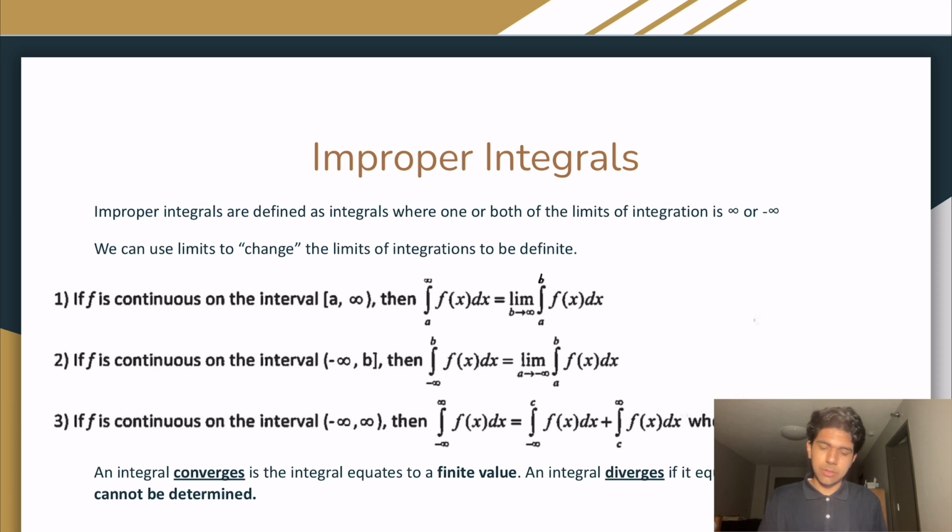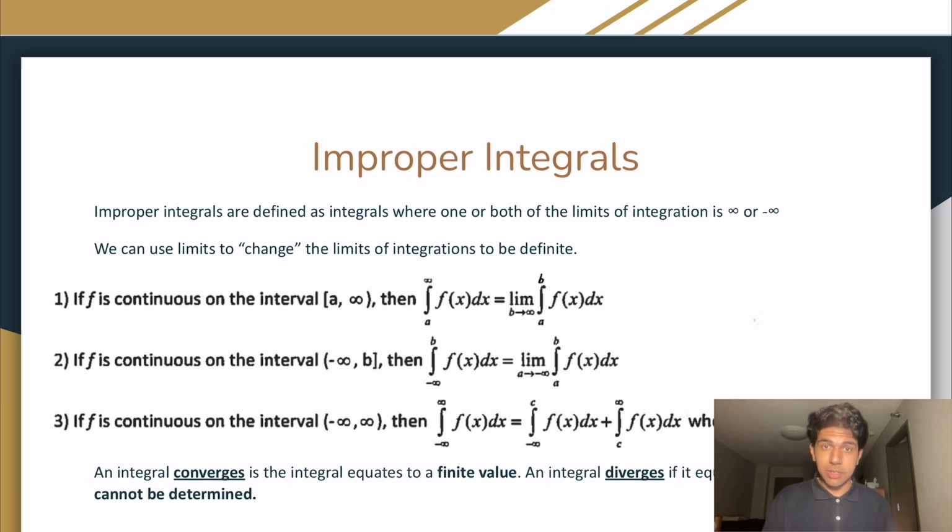Similarly, if we have the interval from negative infinity to b, then the integral from negative infinity to b of f of x is equal to the limit as a approaches negative infinity of that integral there. So a similar idea where we take away that negative infinity sign, replace it with the variable, and take the limit as that variable approaches negative infinity in this case, because that's the value we replaced with a.